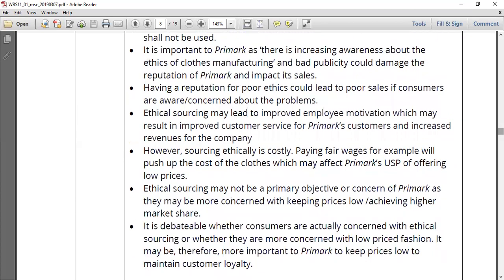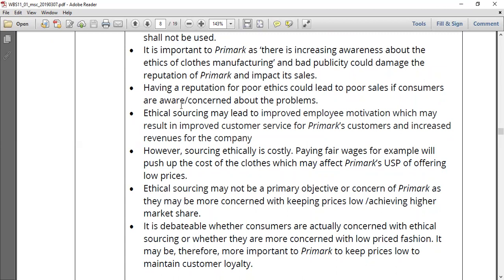They get to know what is going to happen. Therefore, they can proudly sell their product. They can proudly say we are not using child labor. We are not damaging the environment. So having a reputation for poor ethics could lead to poor sales. So that's the importance of ethics. It damages publicity. If you have a poor reputation, a poor ethical record, what happens?